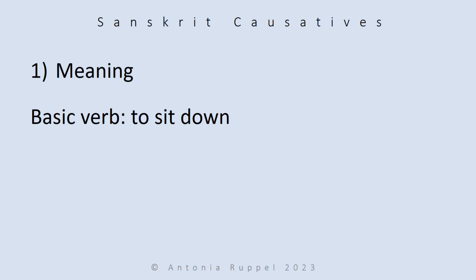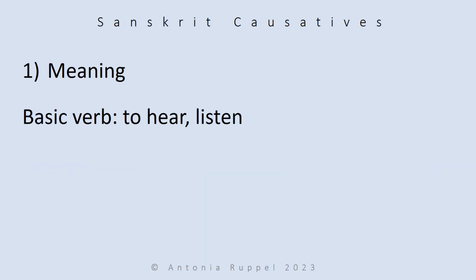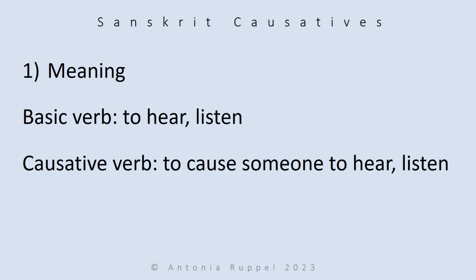A couple of examples. The verb to sit down has a causative to cause someone to sit down. This may mean that you force them to sit down, or that you invite, that you ask them to sit down, that you allow them to sit down. The basic verb to hear or to listen would have a causative that means to cause someone to hear or to listen. And this may mean you invite someone to hear or to listen, or you force them to listen to you, i.e. to obey you.